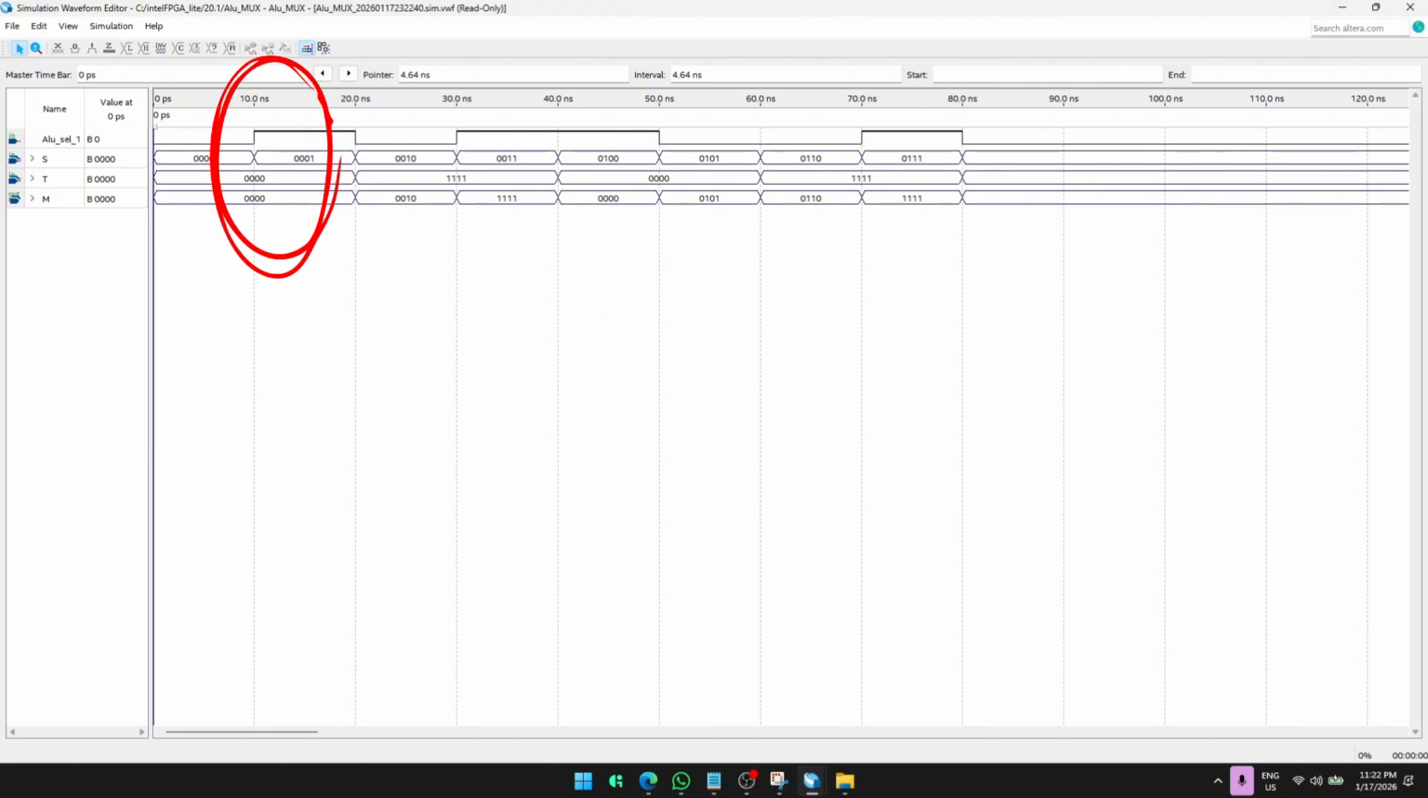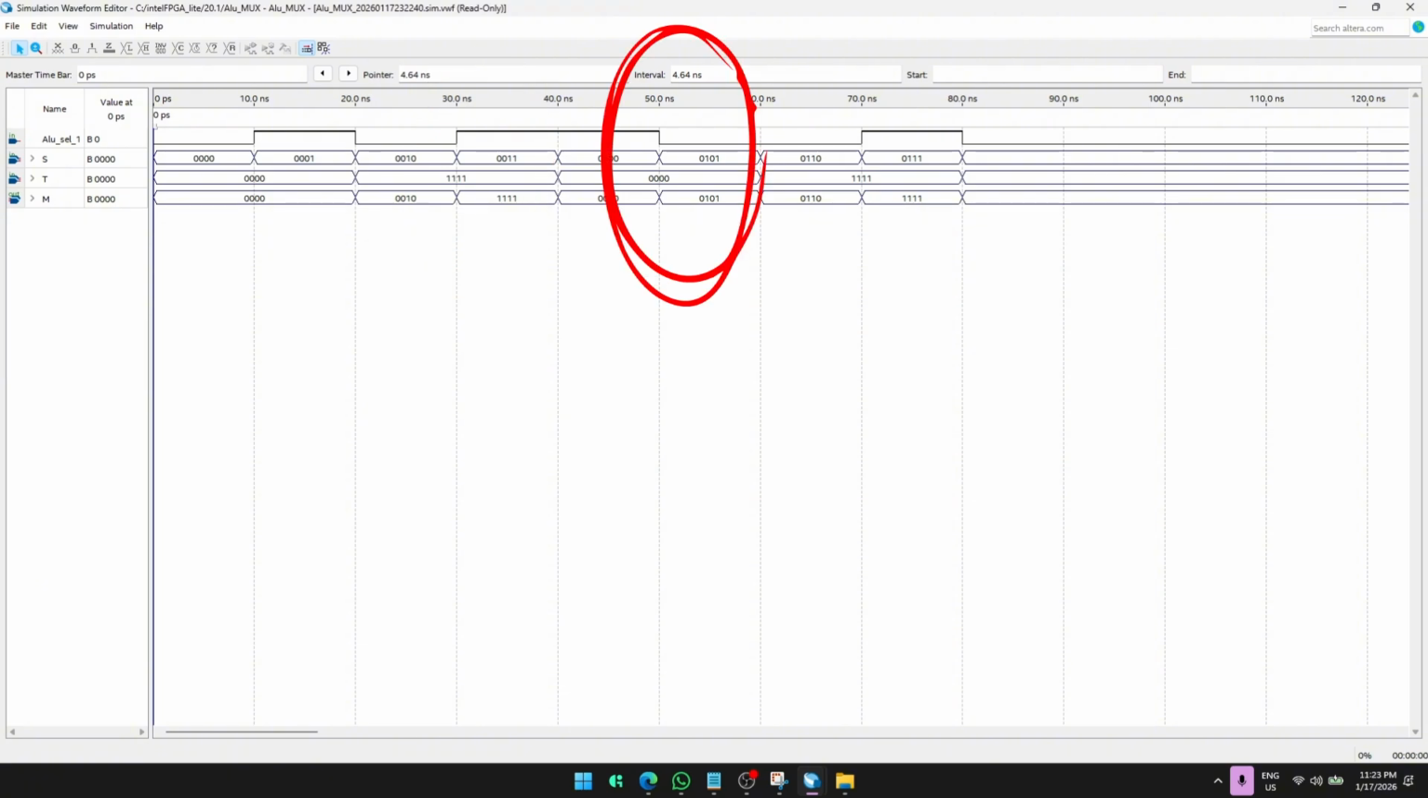At 10 nanoseconds, ALU cell 1 goes high, and output M correctly follows input T, which is 0, 0, 0, 0. At 30 nanoseconds, T changes to 1, 1, 1, 1, and output M updates immediately. Finally, at 50 nanoseconds, the select signal drops to low, and the output instantly switches back to match input S, which is 0, 1, 0, 1.